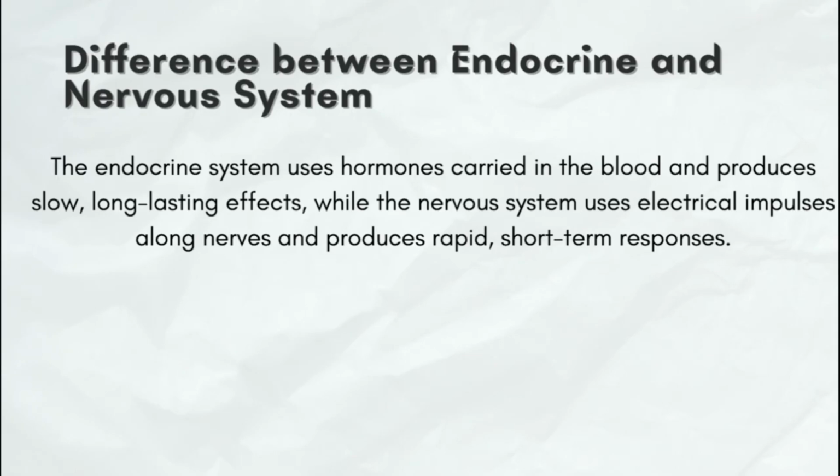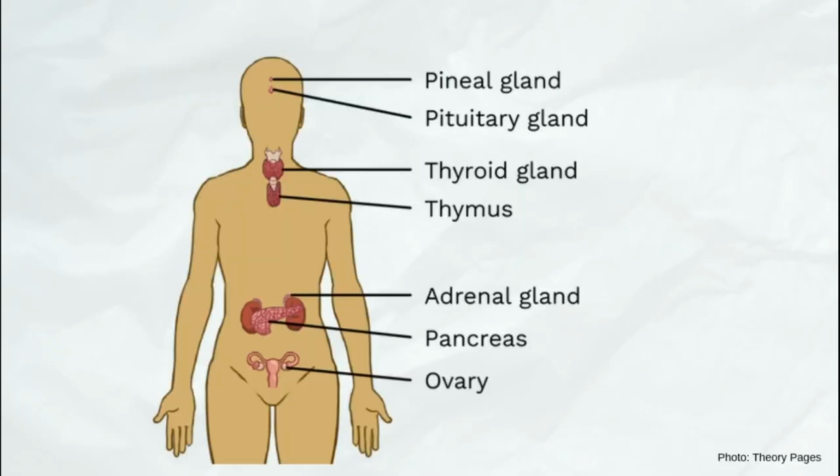If you've ever heard of the all or nothing theory, that's basically when a neuron fires. If it meets the threshold, it will fire, generate the message, and travel along the neuron to get the response. The hormones are carried in the blood, while the nervous system uses electrical impulses that travel along the nerves, and those produce rapid, short-term responses.